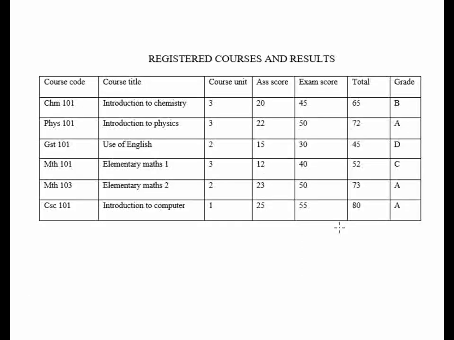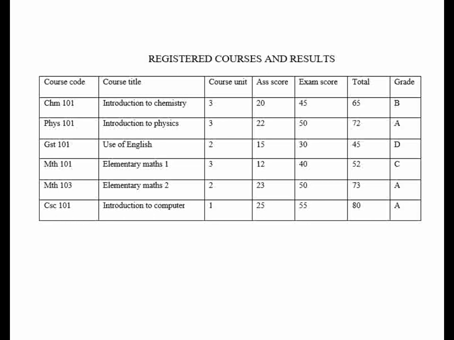In this result, I have a course unit. So this is a typical example of how a result looks like. So I have a course unit, and the first course, which is Chem 101, is 3. Phys 101 is 3. Then GS 101 is 2. MTH 101 is 3. MTH 103 is 2, and CS 101 is 1.